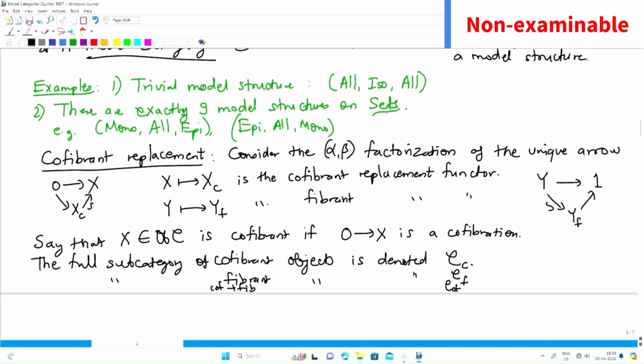Okay, so then you can obviously imagine that there will be inclusion functors. Cofibrant-fibrant objects are obviously fibrant as well as cofibrant and they all include into this. So these are inclusions of categories. Okay, hopefully you understand all these things.